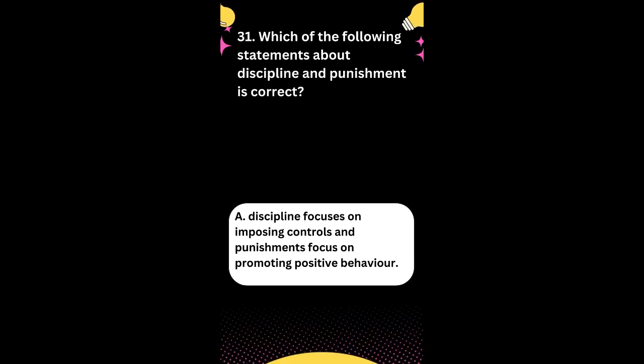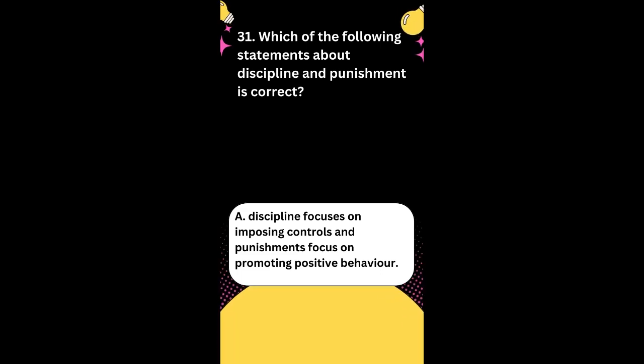The correct answer is A. Discipline focuses on imposing controls and punishment focuses on promoting positive behavior.